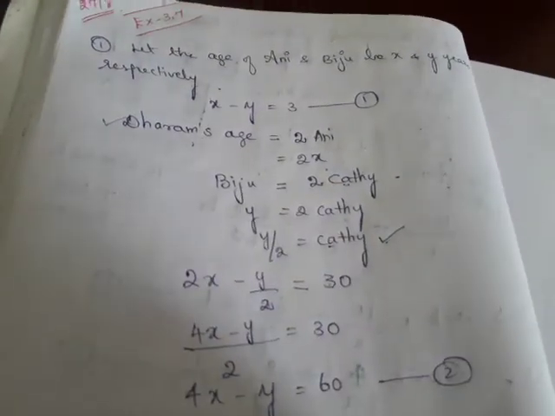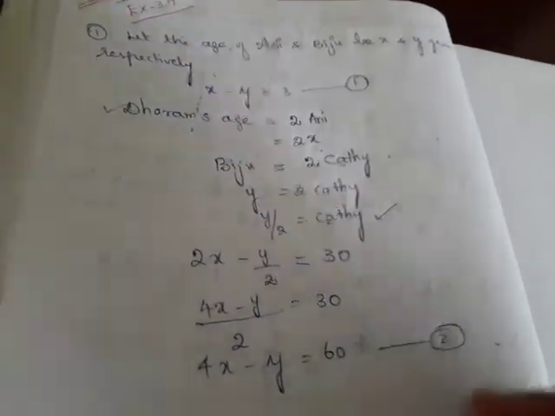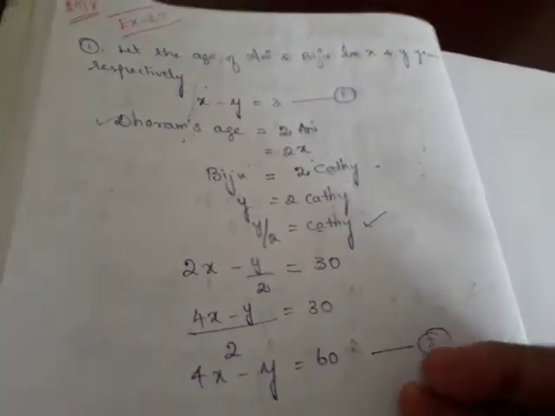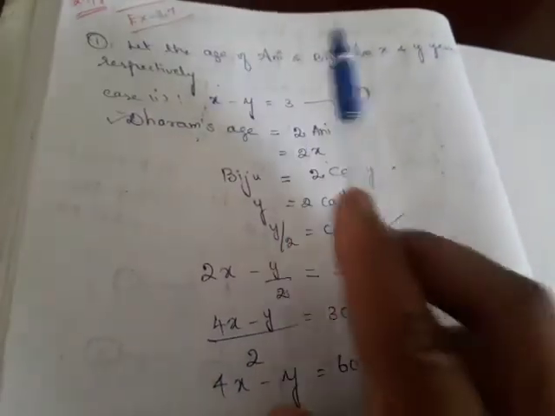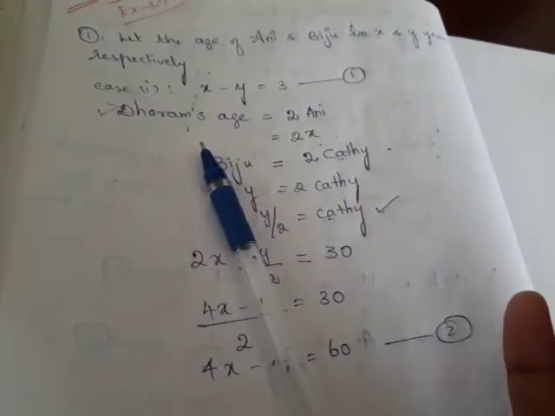But before we move on to the second question, I wish to tell a few more things on the first question. See, this is our first equation, and this is our case 1, assuming that Ani is older than Biju, because they didn't give anything about who is elder, right?